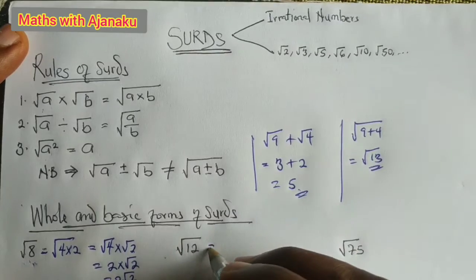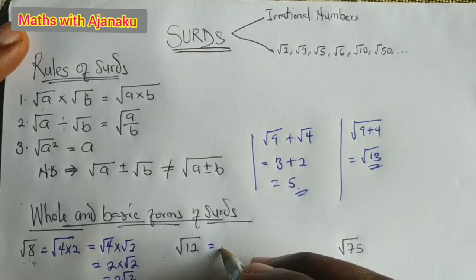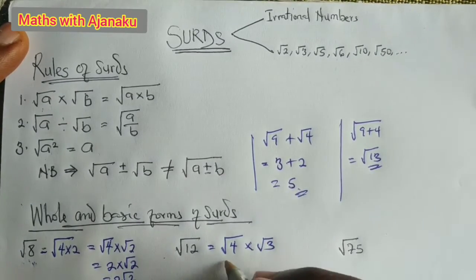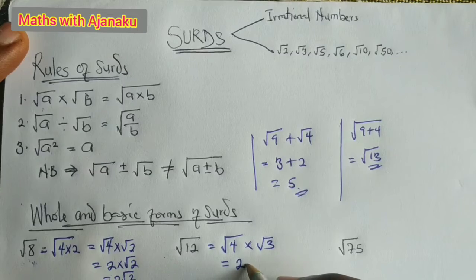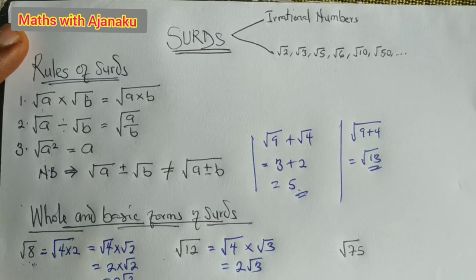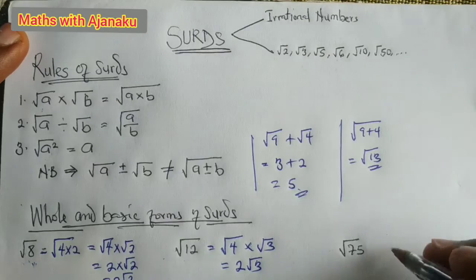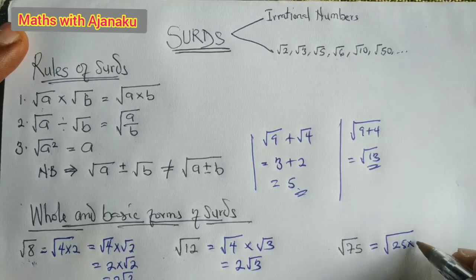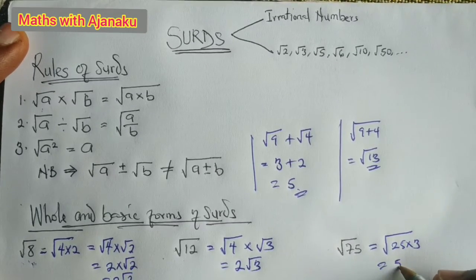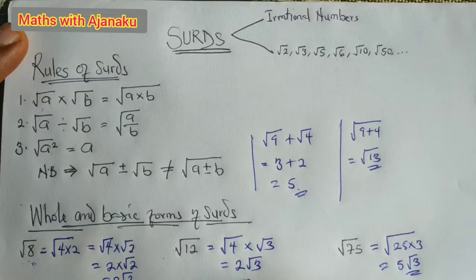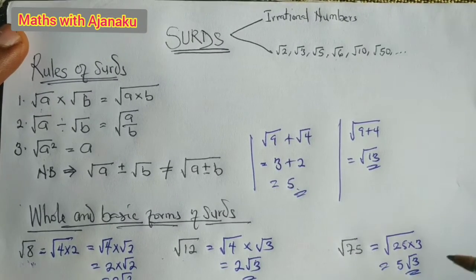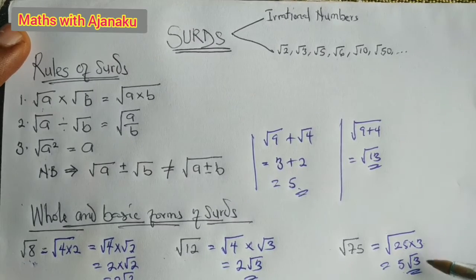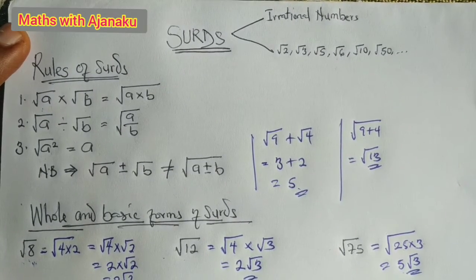That of root 12 will be, the maximum perfect square there too is what? 4. So, this is root 4 times root 3, and this will give me 2 root 3. So the basic form of root 12 is 2 root 3. That of 75, the maximum perfect square is 25, so that's 25 times 3, and this will give me 5 root 3. So that's how to convert them, because you can find the square root of 25, which is 5. That of 3, we can't find it, just drop it, attach it to it. So that's how we do that.